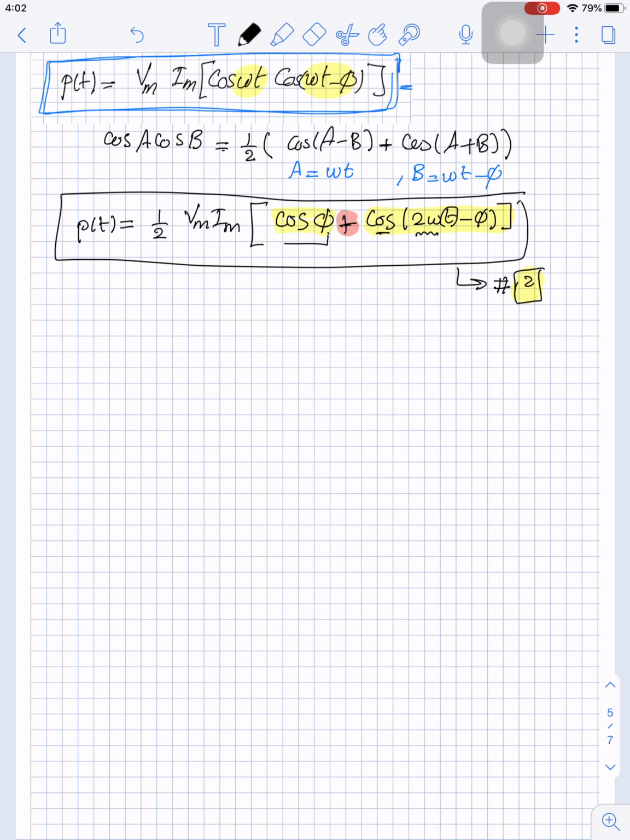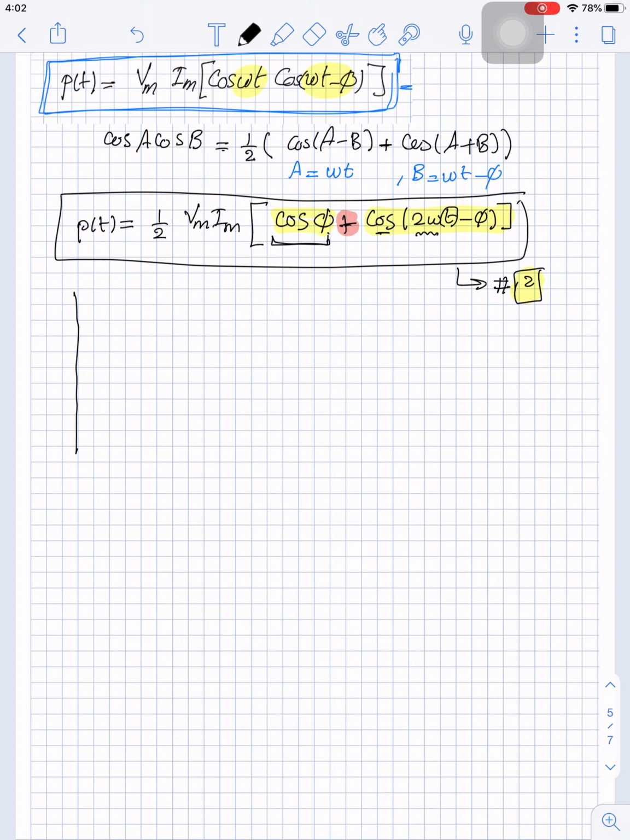Cos phi. So what is cos phi? Is cos phi a time dependent function, or is cos phi constant? Yes, cos phi is constant. So phi can be 0, so cos phi is 1, or phi can be 90, so cos phi is 0, or phi can be a number between 0 and 90. So at the end, cos phi is a value. So what we will have here is a cos wave, but this cos wave is shifted by cos phi because it is added to cos phi, and this shift is in the y-axis.